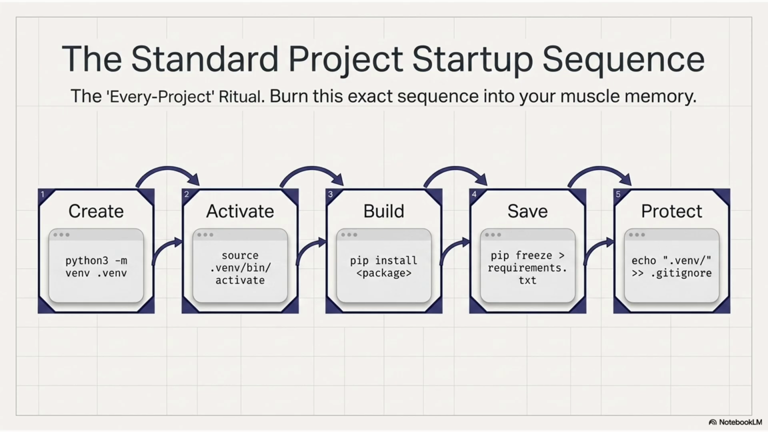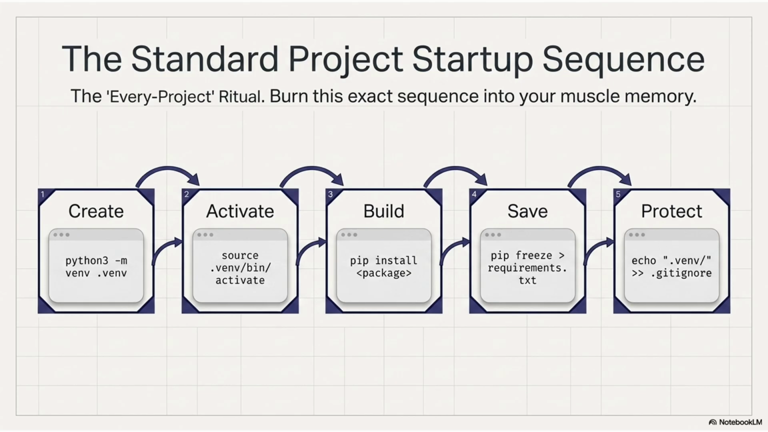Stage 3, build. Pip install package for each dependency your project needs. Stage 4, save. Pip freeze greater than requirements.txt to snapshot your exact dependencies. Stage 5, protect. You echo .venv to the .gitignore file to ensure these environments never get committed.